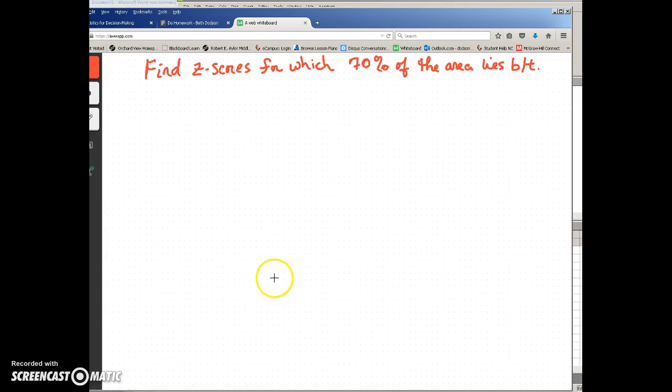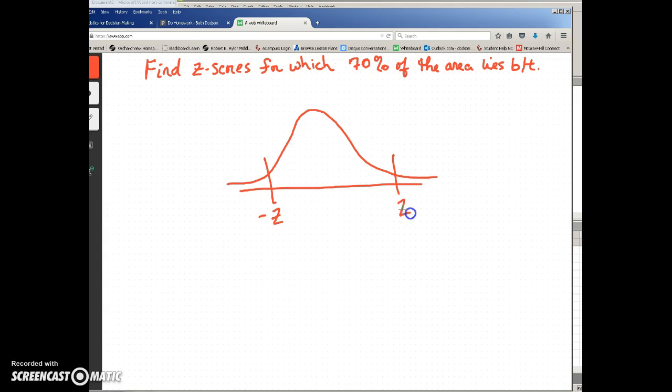So let's just sketch a curve. Those of you that have me for class know that I'm not going to do any kind of normal distribution problem without drawing a curve. So I've got a negative z-score and a positive z-score here. So I'm going to be looking for a negative value and a positive value. And I want to know what scores are going to hold 70% right here.